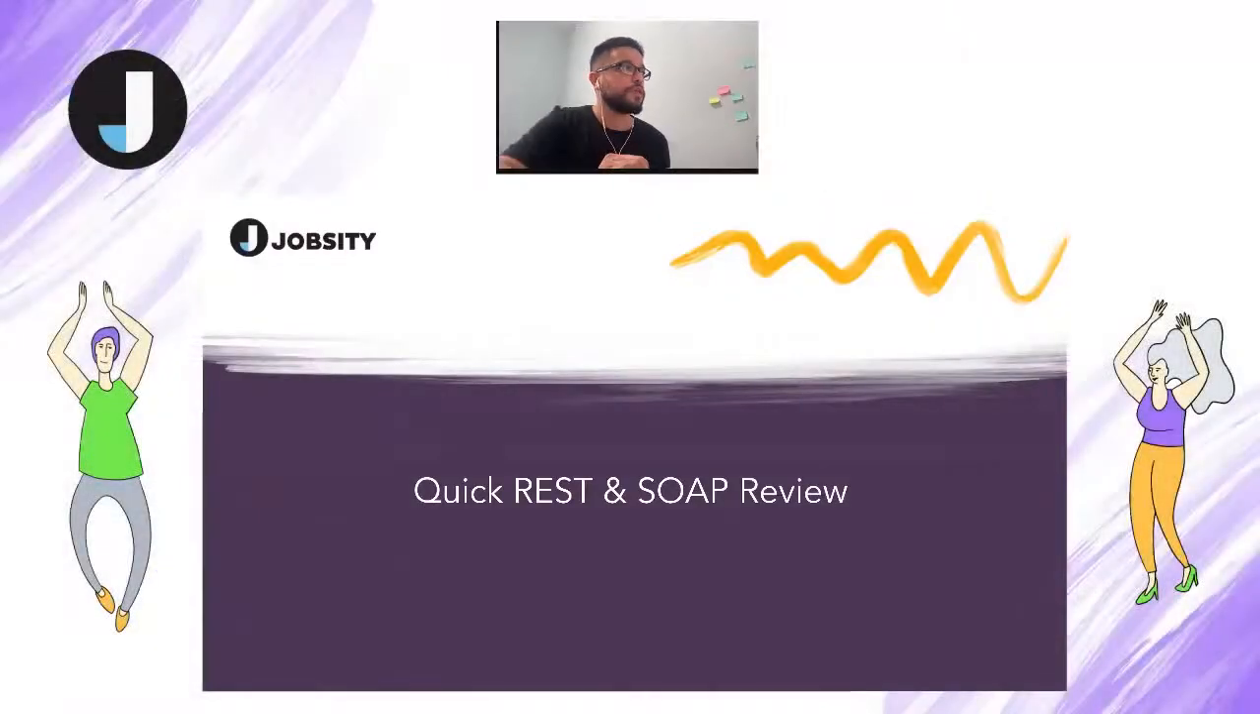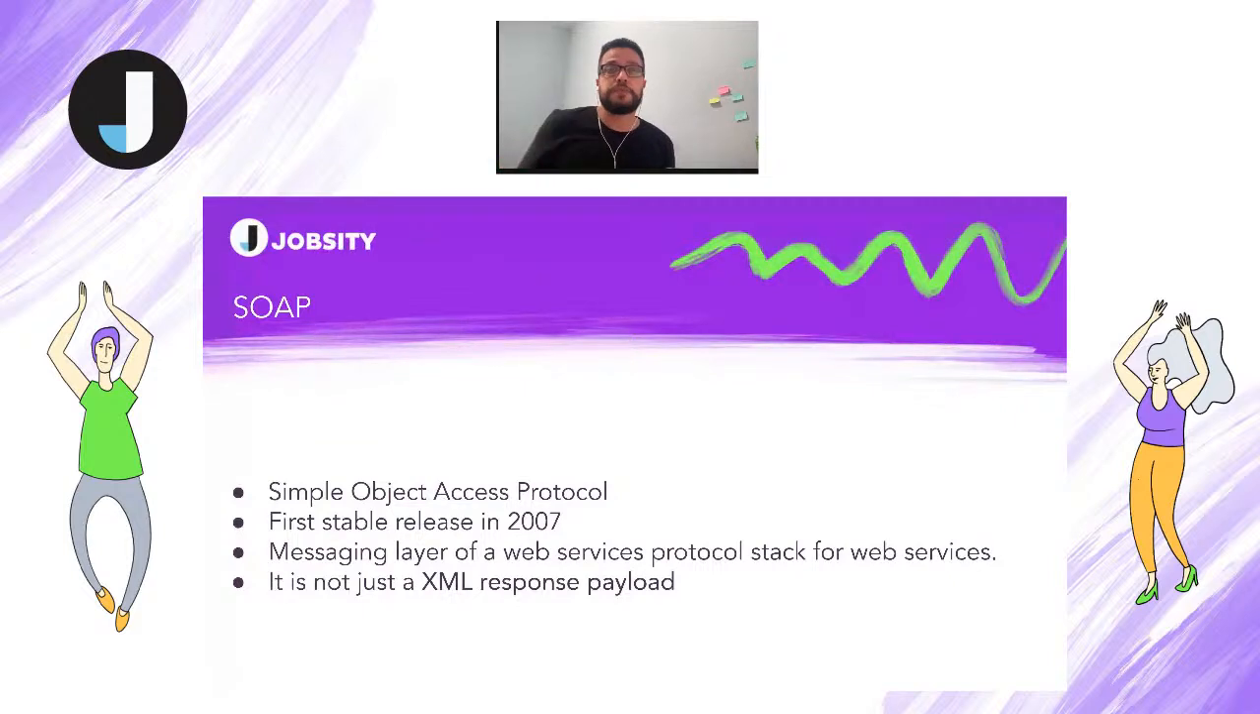Before REST, the standard way of making APIs was SOAP. SOAP was originally mostly used in industry and bank systems, and it stands for Simple Object Access Protocol. It was released in 2007, and it is an XML message layer over HTTP, a standard made by the W3C Consortium.